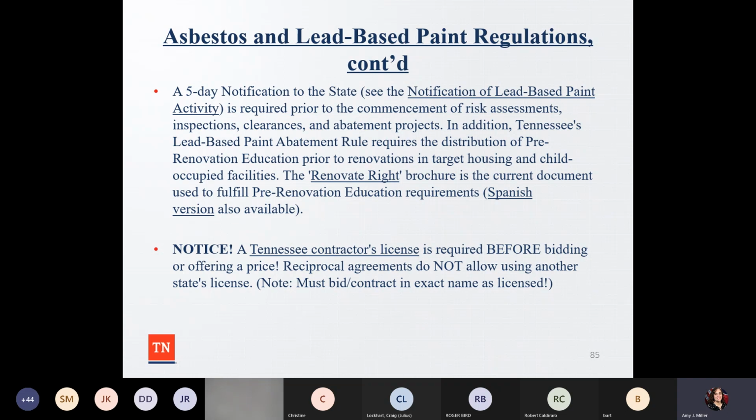And so again, you want to make sure that a Tennessee contractor's license is required before bidding or offering a price. Reciprocal agreements do not allow using another state's license, and you must bid and contract in the exact name as licensed. So again, they always talk about when you're getting a contractor to do work, you want to make sure that they're licensed in Tennessee. So please make sure you do your due diligence and look it up, so that you, or someone in your community who has a question, doesn't get in trouble, or somebody takes their money and runs.